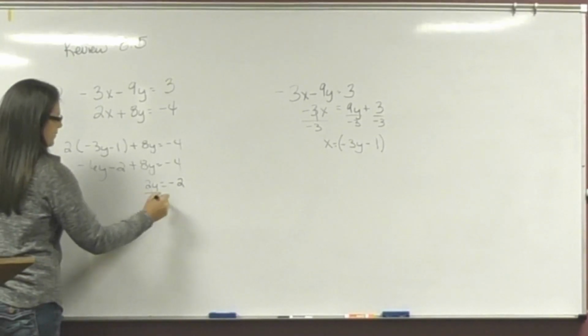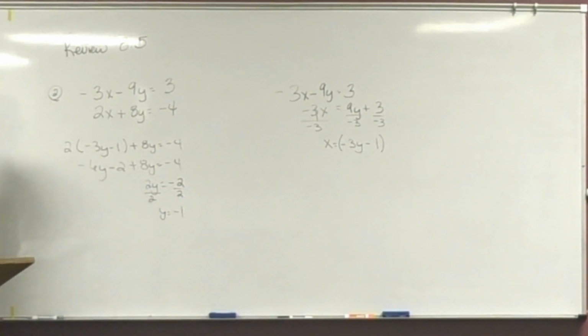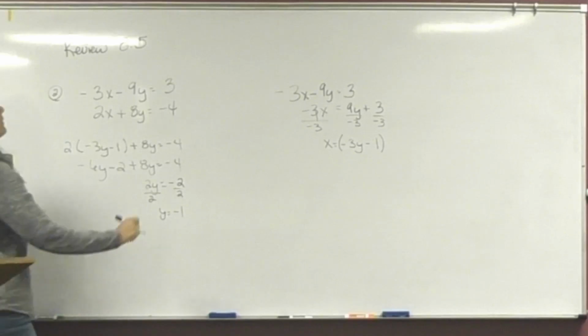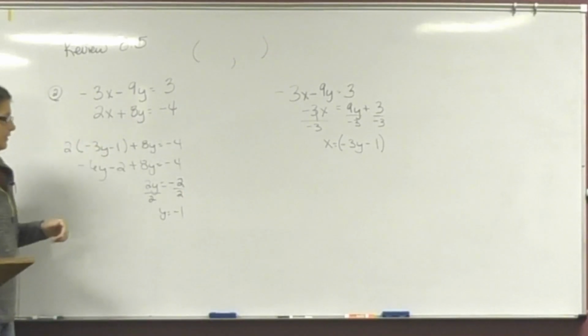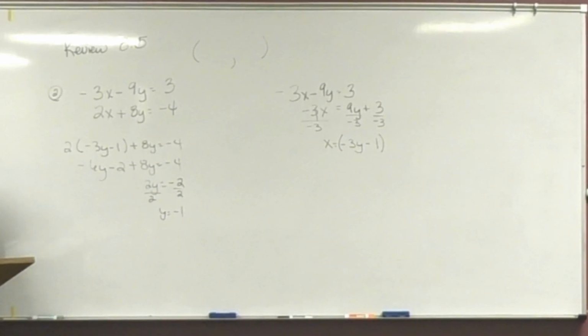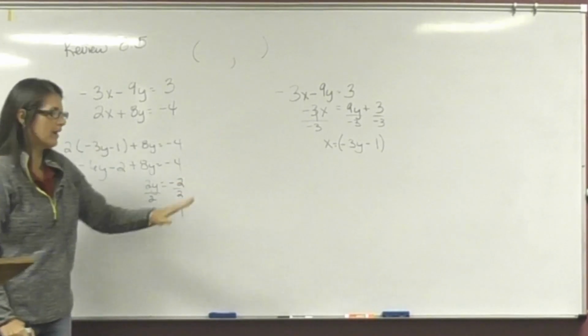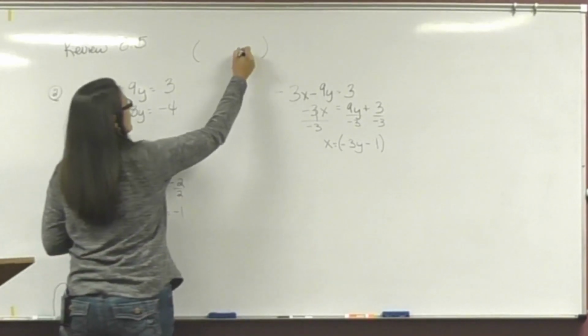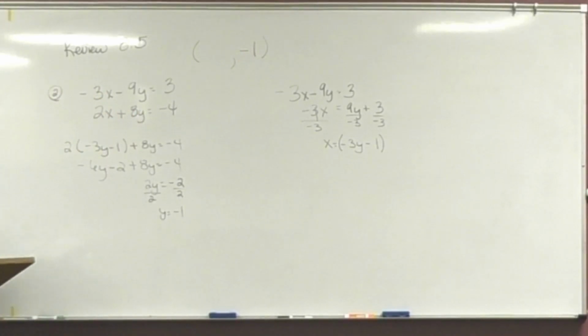Now I just divide both sides by 2. So y equals negative 1. There's one part of my answer. Make sure that you stick that negative 1 in the right spot, okay? Just because it's the first one we found doesn't mean it goes first. My x goes first and then my y. So be sure that you stick that one there, okay?